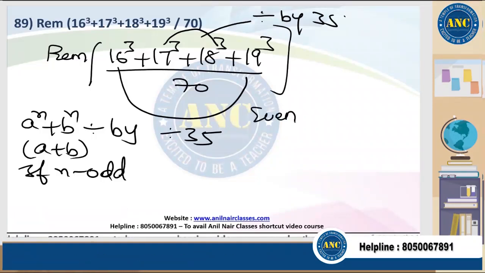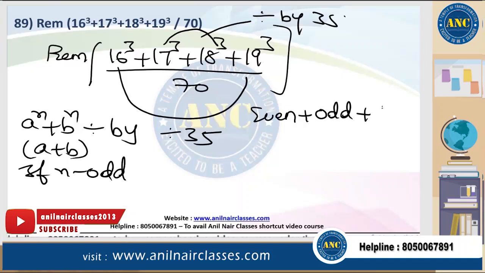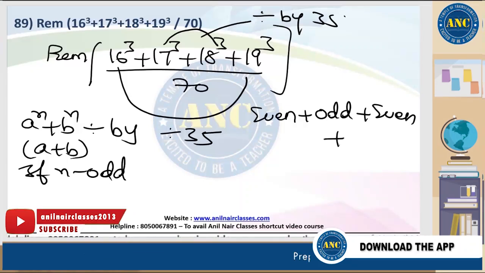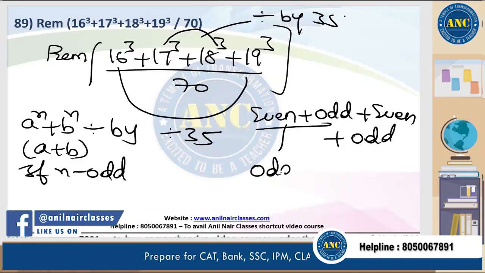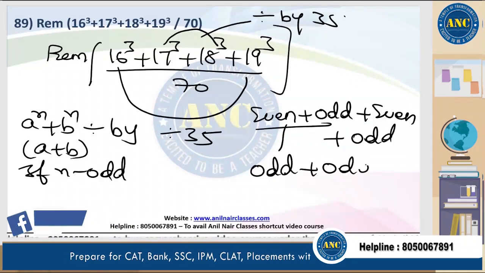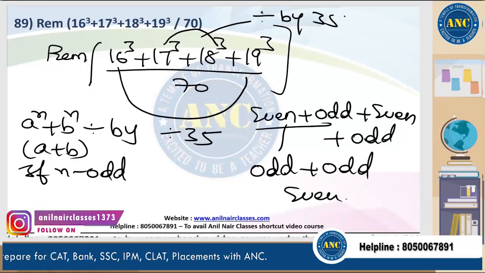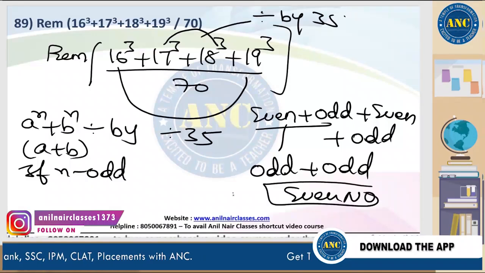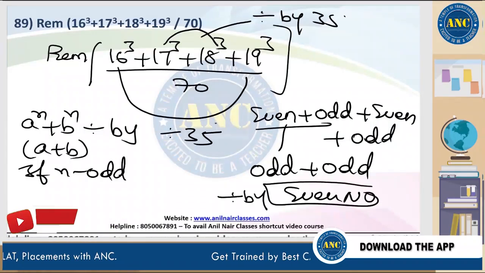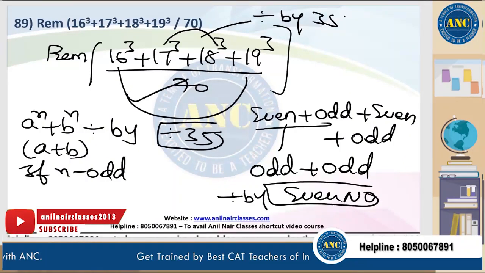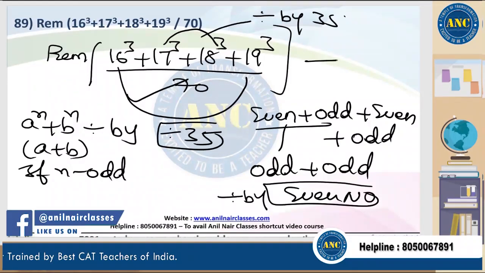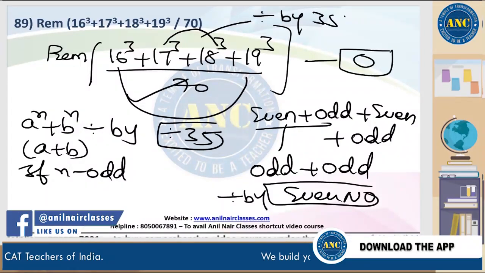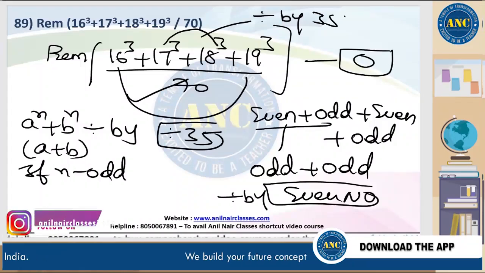16 is an even number. Even power any number is even. 17 is an odd number. 18 is an even number. 19 is an odd number. Even plus odd is odd. Even plus odd is odd. Odd plus odd is an even number. So the answer is divisible by an even number, and divisible by 35. An even number is 2 into something, so it is 35. So the answer has to be 0.